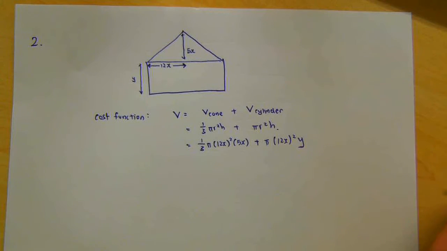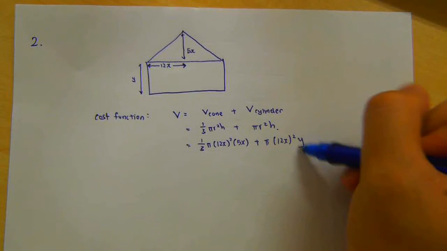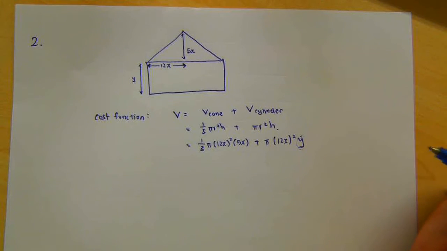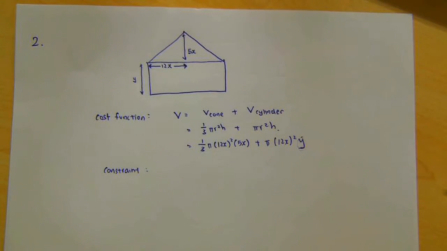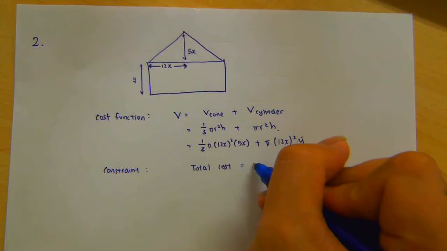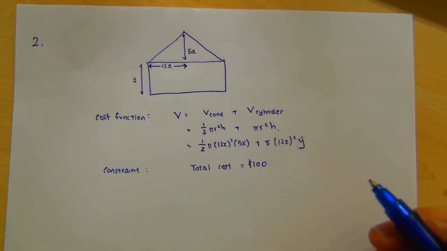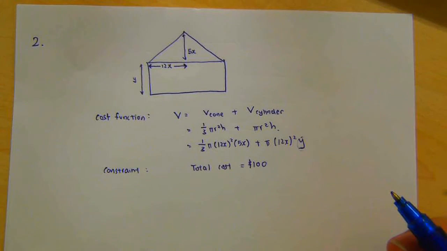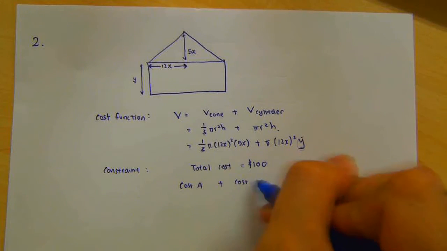So if we compare this volume expression to what is needed in the question, we realize that we have the y. So we have to eliminate the y using a substitution. So the substitution will come from our constraint equation. The constraint for this question is that the total cost of painting this model costs $100. So the total cost is made up of two parts, cost A and cost B.